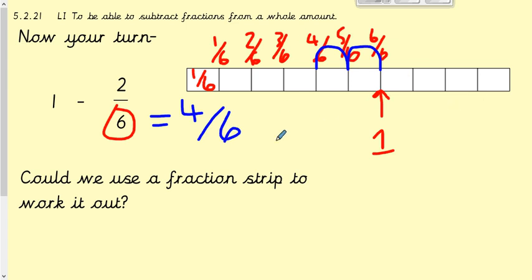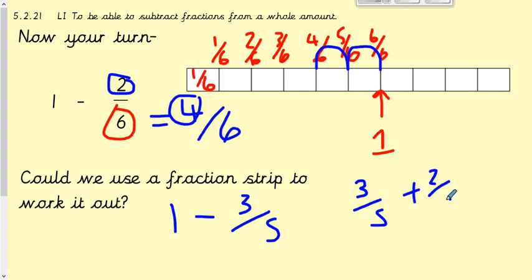For those of you who may have already seen the pattern, you can see that 2 add 4 equals 6. So if it's just one whole, then you can work it out without using a fraction strip if you want to. It's just the difference to get to 6. So if you had 1 take away 3/5, you know that 3/5 add 2/5 is going to equal a whole, because you know that it's got to be 5/5 to make a whole. Therefore, 1 take away 3/5 must be 2/5.